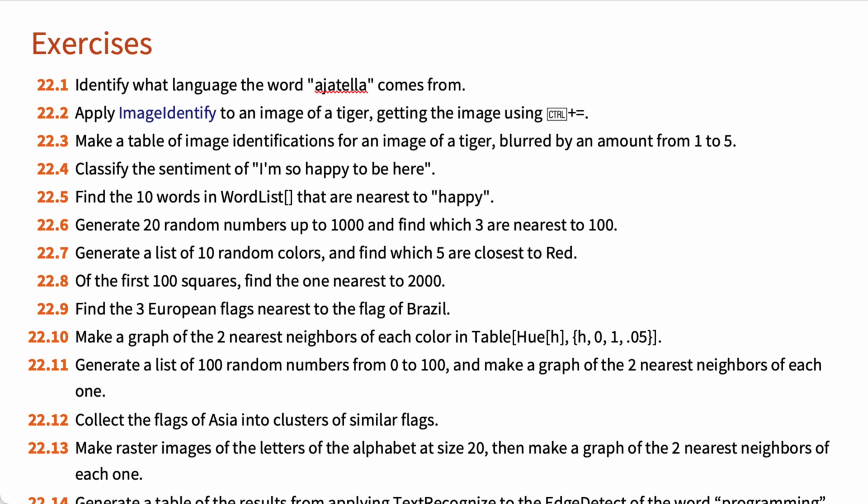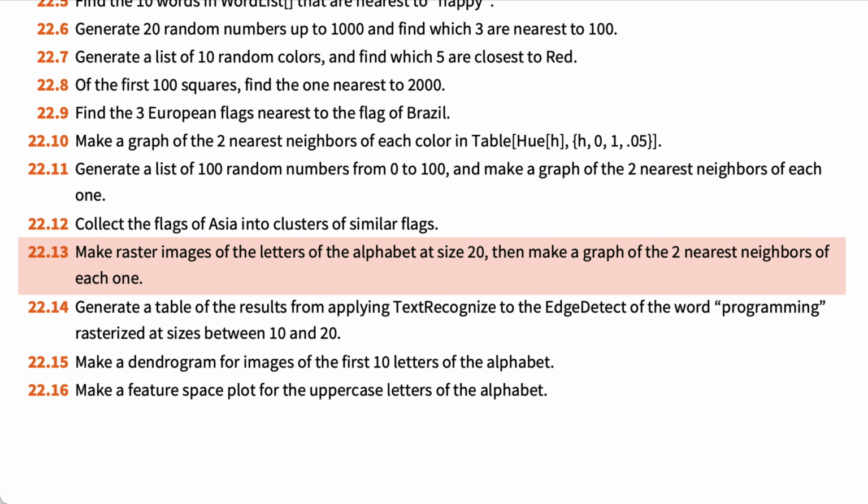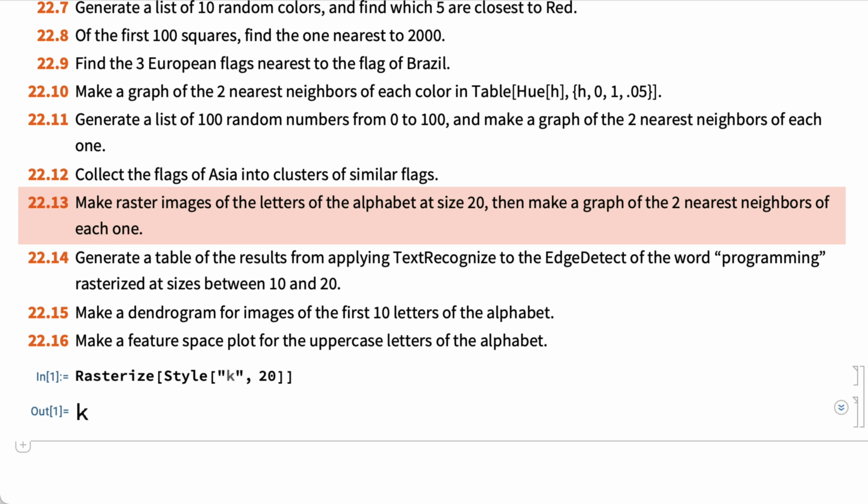Here are the exercises from the end of this section. As an example, consider exercise 13. Make raster images of the letters of the alphabet at size 20, and then make a graph of the two nearest neighbors of each one. Raster images can be constructed using the Rasterize function. For example, this gives an image of the letter K at size 20.